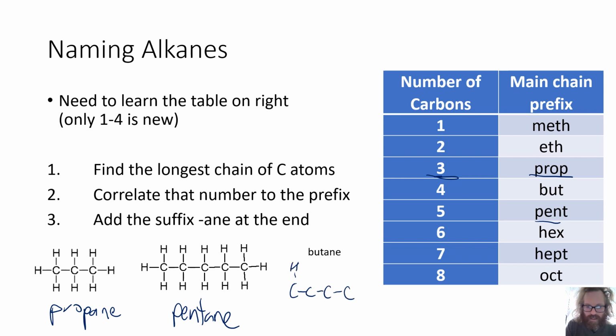Now draw one. Butane has got 4, so I've just got to draw 4 carbons, and all other bonds to the carbons are hydrogens. The carbons need 4 bonds. Ooh, it's not a nice molecule there, but that is butane.